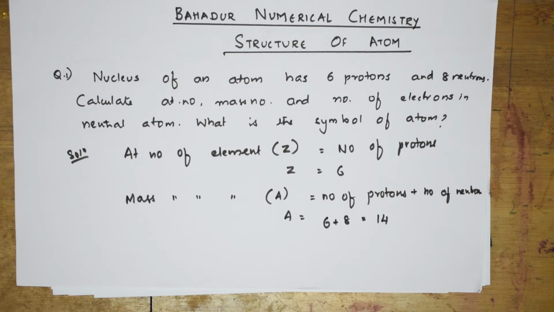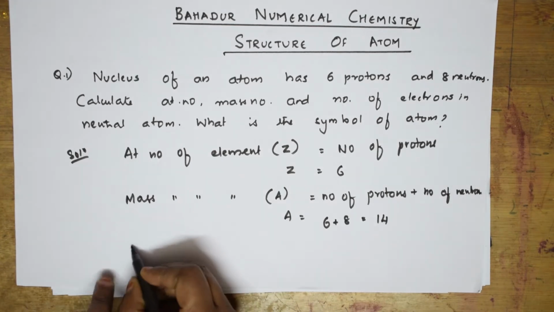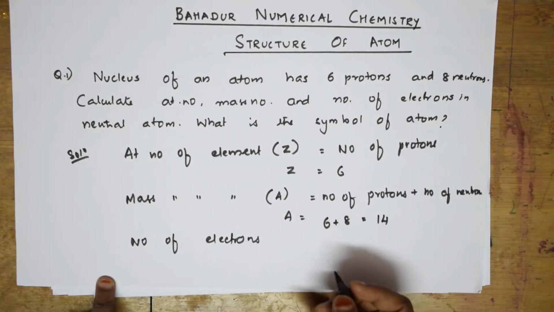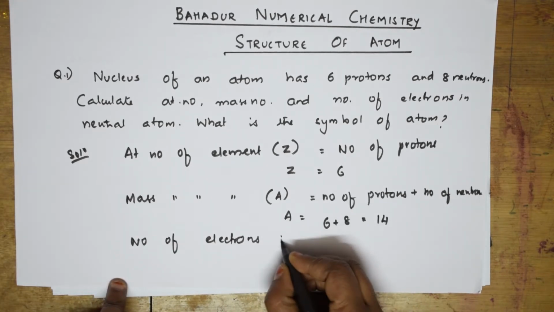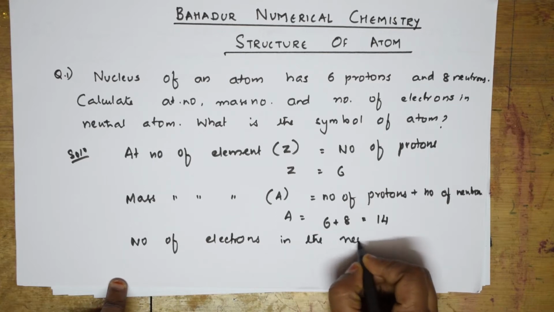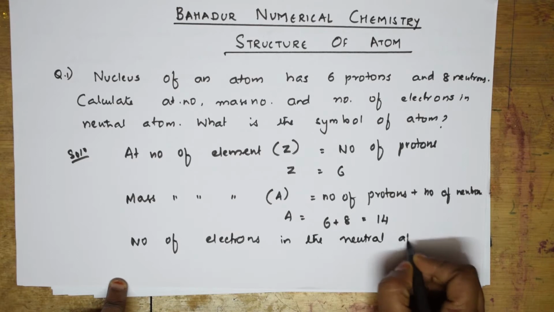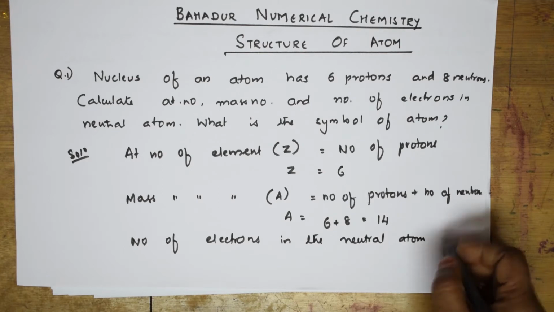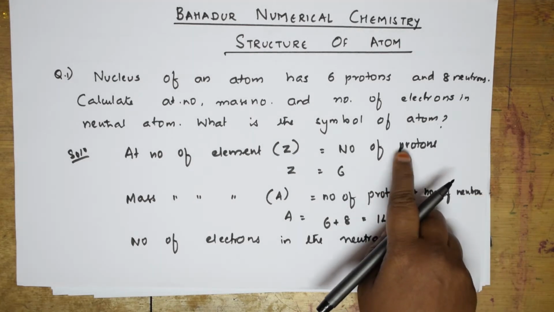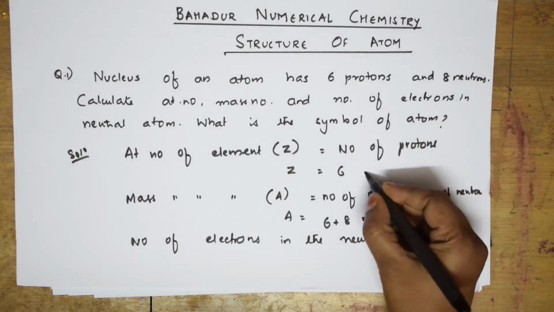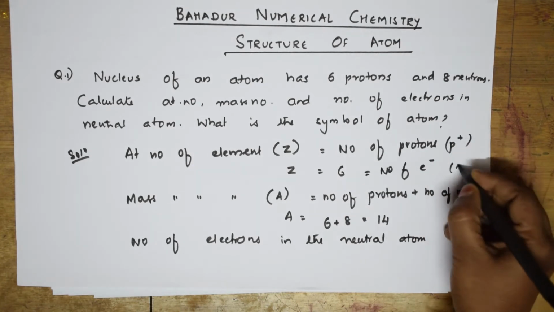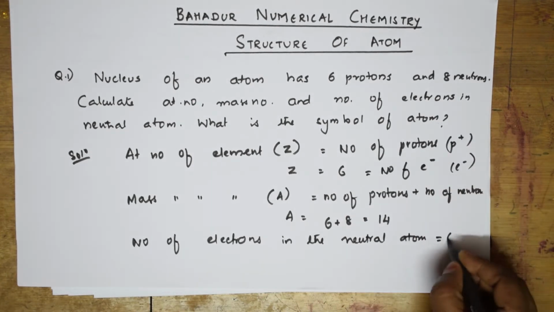That's it. Now I need to just write the number of electrons, because this is over. How do we find the number of electrons? It is in the neutral atom. This is important, in the neutral atom. Since the atomic number of the element is the number of protons, here this indicates number of electrons also. Fine. So protons should be equal to electrons, P plus and E minus. So number of electrons is 6. It's the same, isn't it?